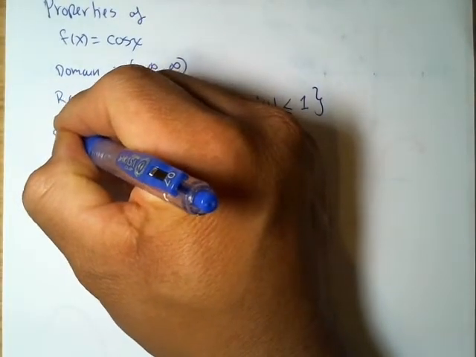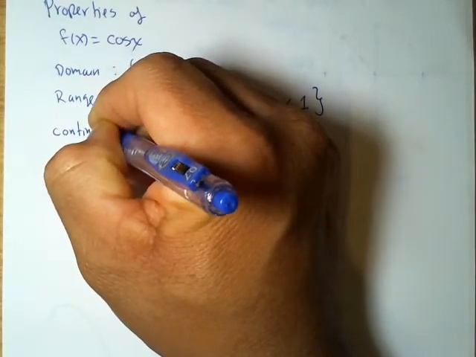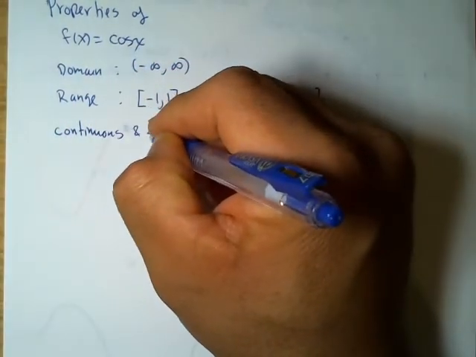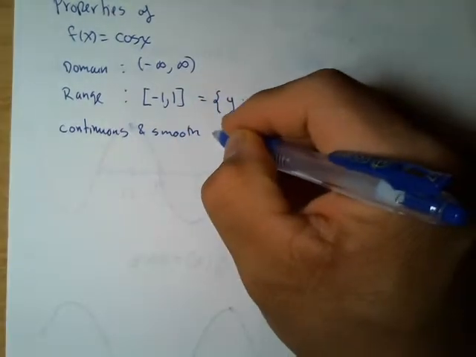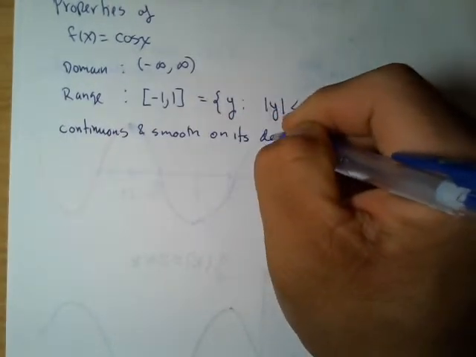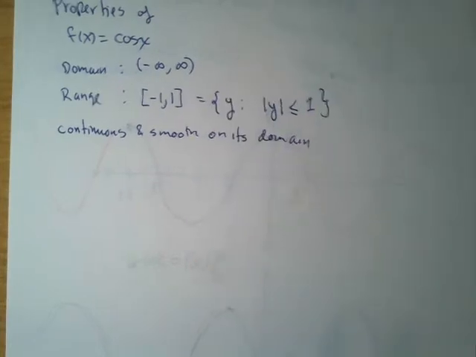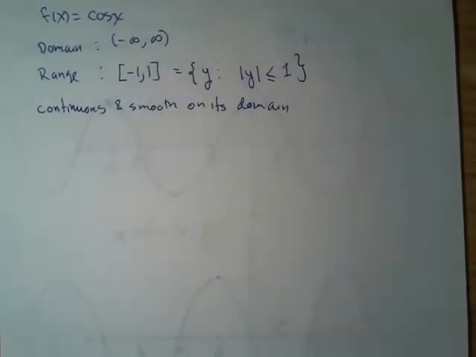Another property is that it is continuous and smooth on its domain. In this case, the domain is all real numbers. That idea of smooth means there are no sharp corners or anything. Think of the absolute value function, which has a sharp corner. This property is helpful in calculus, where we always ask if it is continuous and smooth, and this falls into that category.